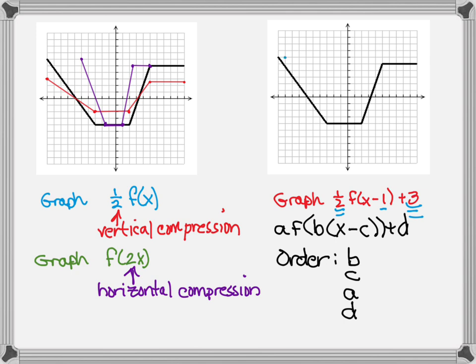So for this first point, I'm moving it right 1, and then I'm compressing it towards the x-axis. So let me erase my first one. And then we're moving this point up 3. And I'll erase the other intermediate point. So this is the new position for that original first point. For that second point on the original black graph, I'm moving it right 1. I'm compressing it towards the x-axis. And then I'm moving it up 3.